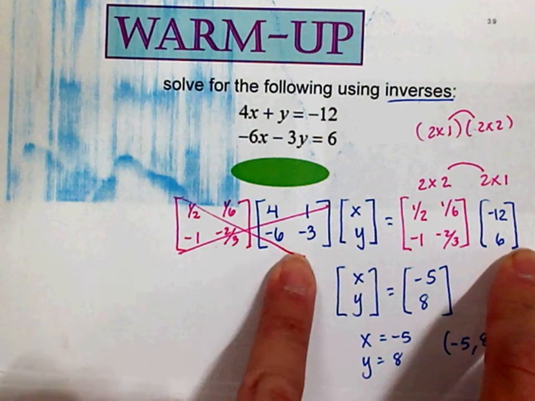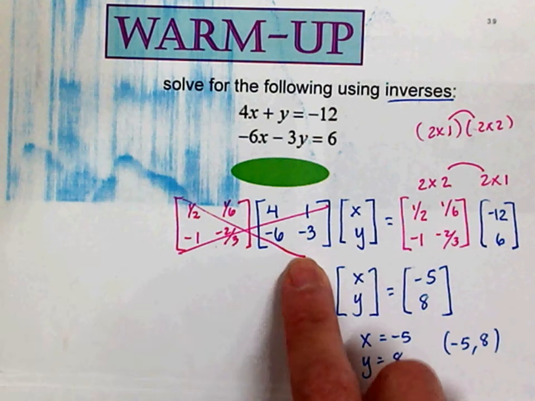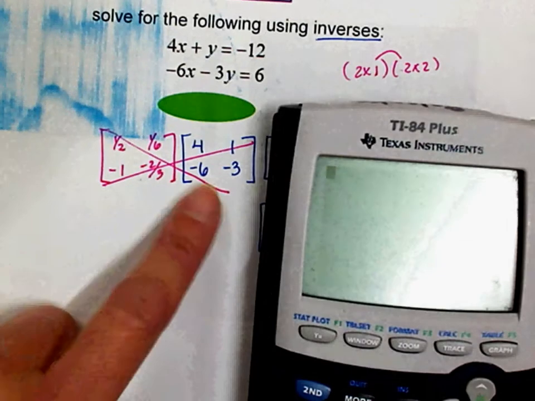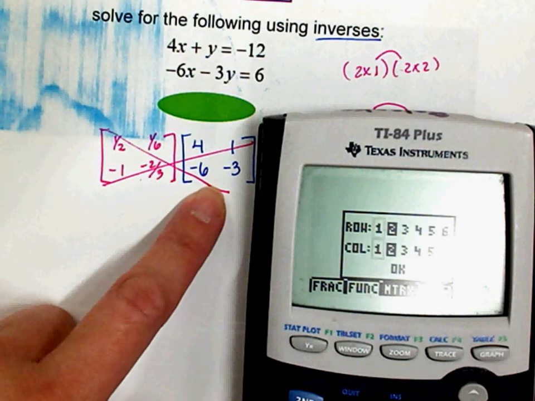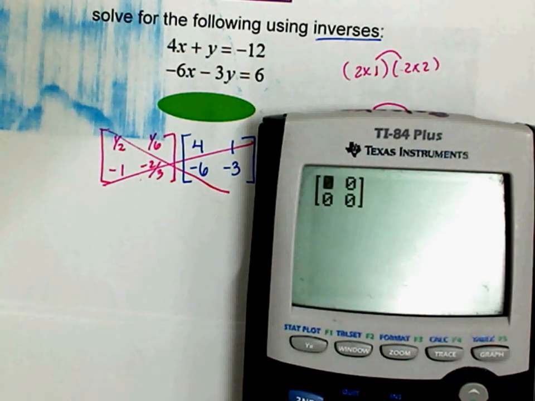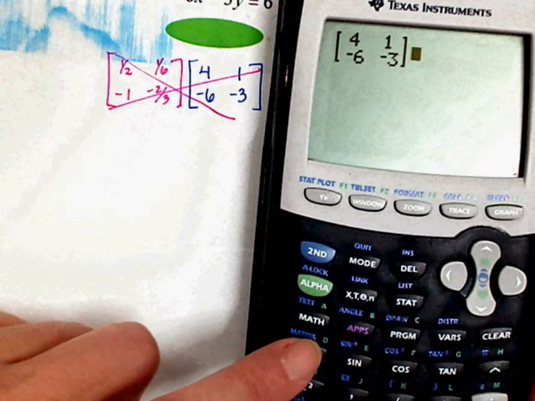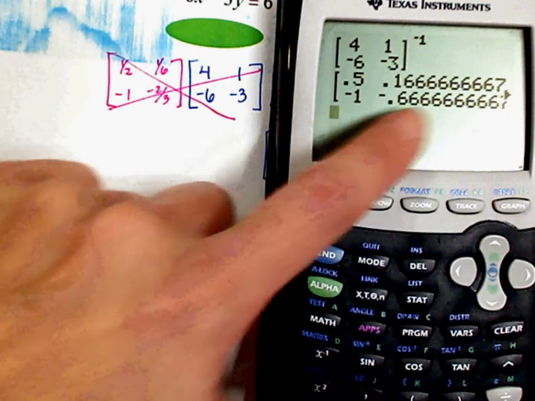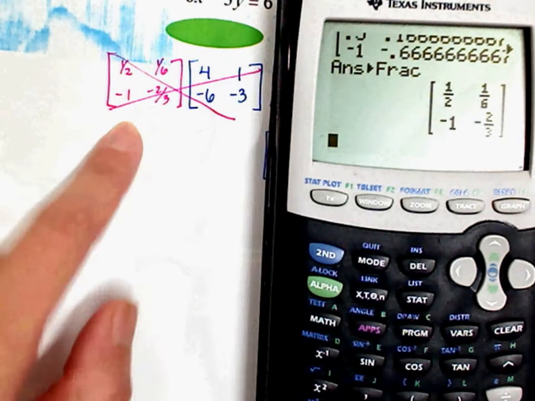Like canceling, I want to get rid of this, so what do I do to get rid of this? I take the inverse of that. So I go to my calculator. Let me clear out a few things. And I type this matrix in, going alpha zoom, okay? And it's a 2 by 2. And I type my entries, which is 4, 1, -6, -3. And hit this button right here that says -1. See that? That's going to give me my inverse. Notice it's a lot of decimals. Change it to a fraction. It's easier to write. And there's my inverse.